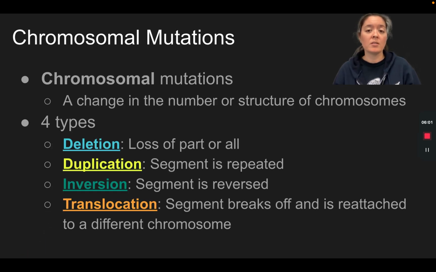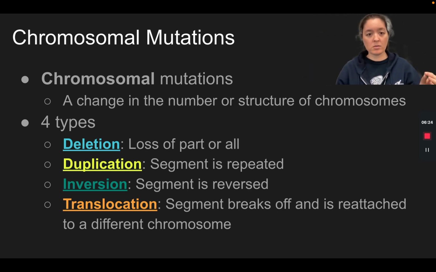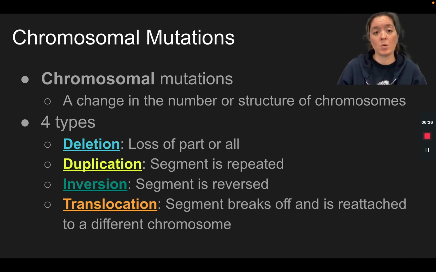Chromosomal mutations, again, are a change in number or structure of a chromosome, and there are 4 main types. There's deletion, where we lose part or all of a chromosome; duplication, where a piece of it is repeated; inversion, where something is mixed around and changed and reversed; or translocation. And translocation is breaking off a piece and going somewhere else, to sometimes even a different chromosome.